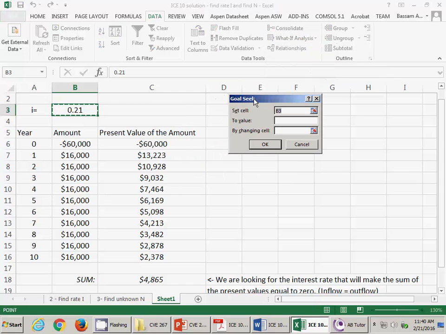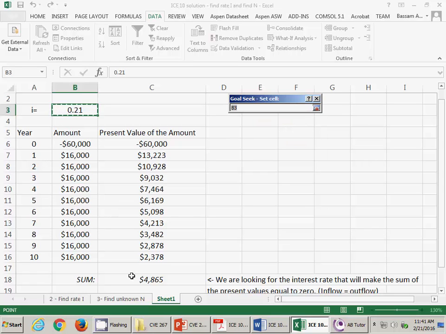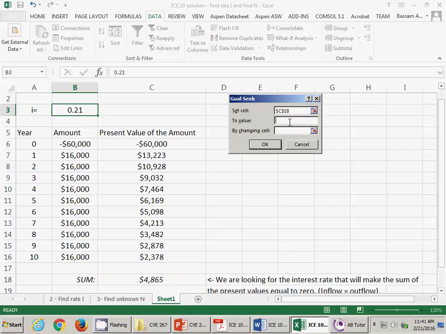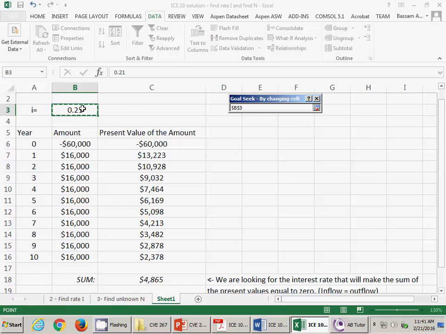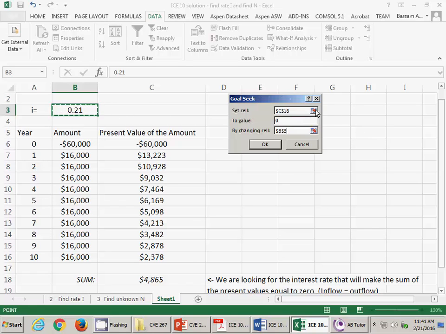Does anybody remember what our objective is? We want the sum to be equal to 0. So it's saying the goal is set cell, so I need to tell it what cell to look at. Set this cell, which is the sum, and our goal is the value of 0. Now in this third thing, it's asking what can it play around with to make that goal happen. And so it can play around with the number where I've got the interest rate. Okay, so set this to 0 by changing that is what I'm telling Goal Seek.